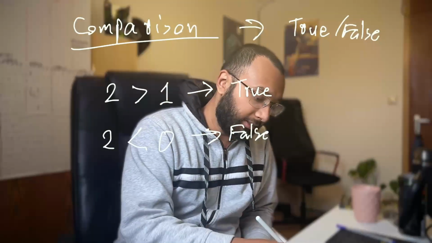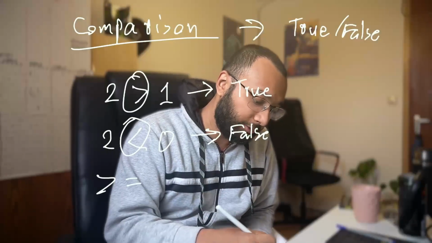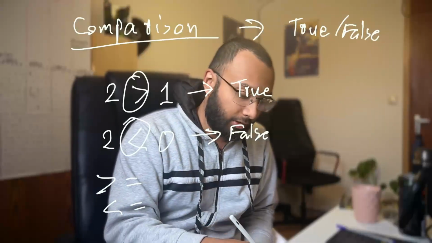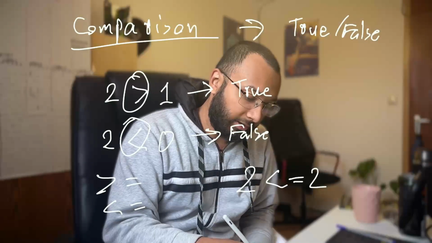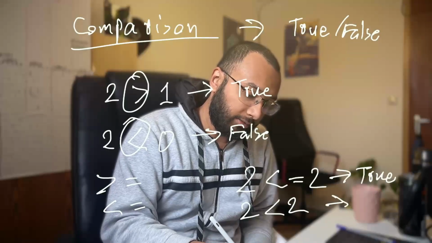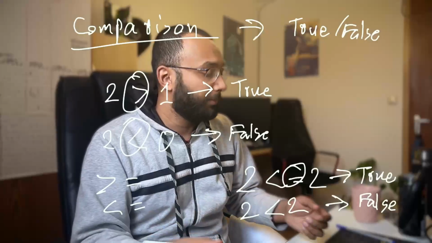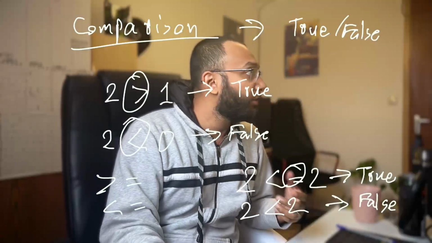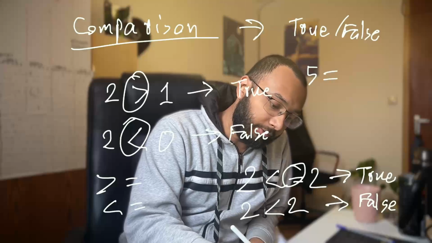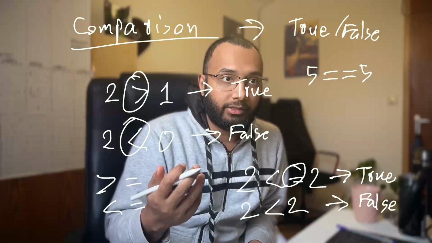We normally use the greater than and the less than symbols. We also have greater than or equals to, and less than or equals to. So 2 greater than or equals to 2 will return true, and 2 greater than 2 will return false, because of the equals part being in there. And we have other comparison operators, where we explicitly say that 5 is equals to 5. So why don't we use 1 equals sign, and why do we use 2 here?